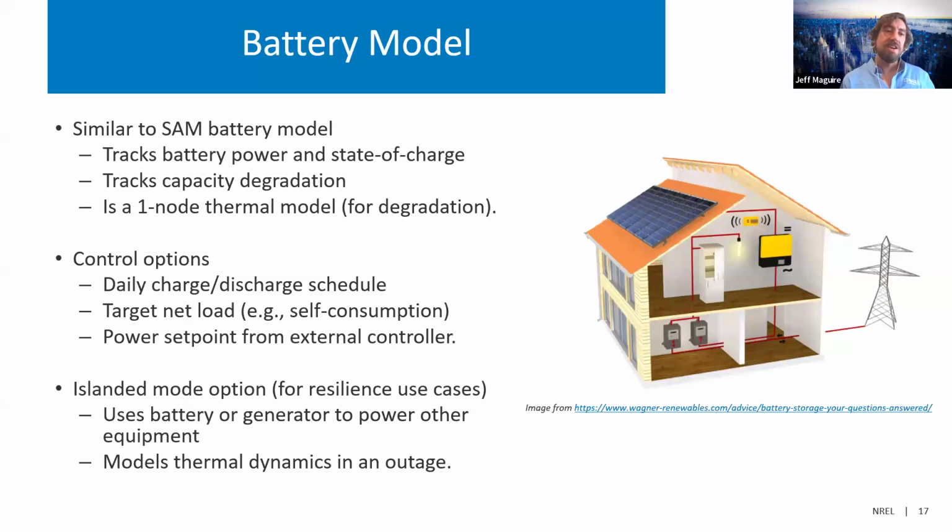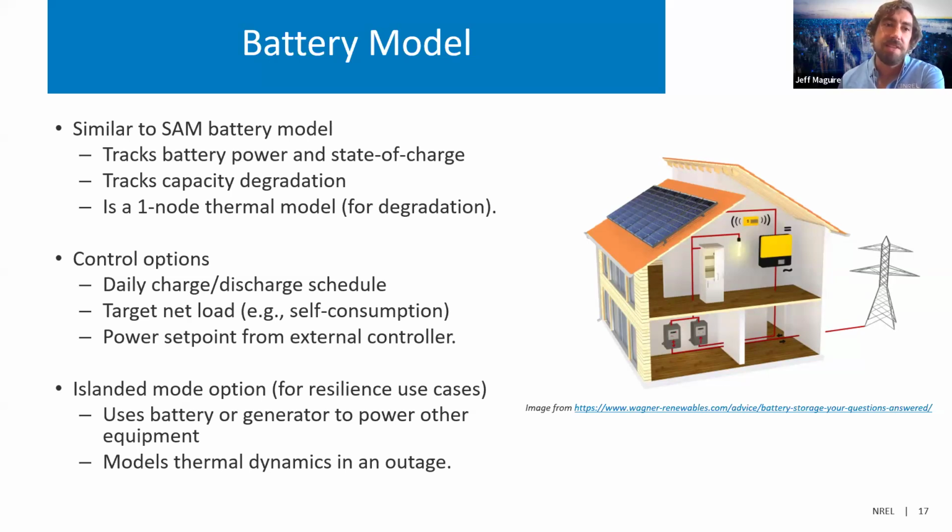We do have a 1D thermal model for the battery, so we can account for any sort of degradation of the battery. In terms of control options, we can do daily schedules for charging and discharging. So for example, this might be arbitrage around a time of use rate, charge when your rate's low, discharge when it's high. We can also do target net load, so kind of self-consumption if you have solar and storage. Charge when your PV generation exceeds the house load, and then discharge in the evening as the PV starts dropping off. Or it can take a power set point from an external controller.